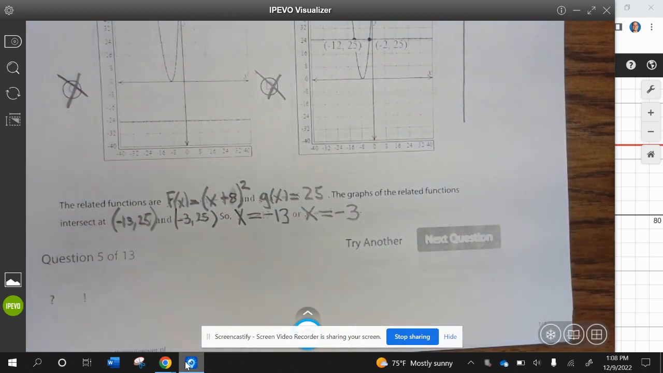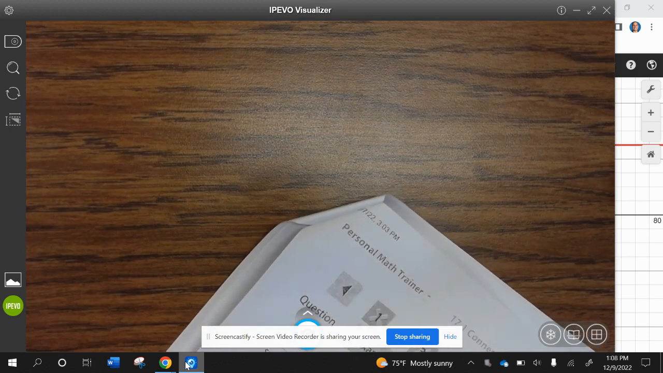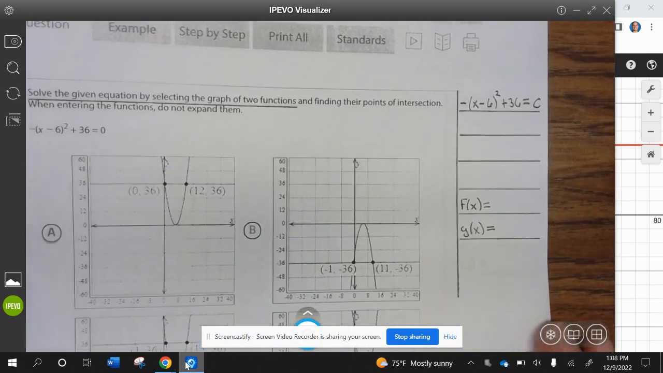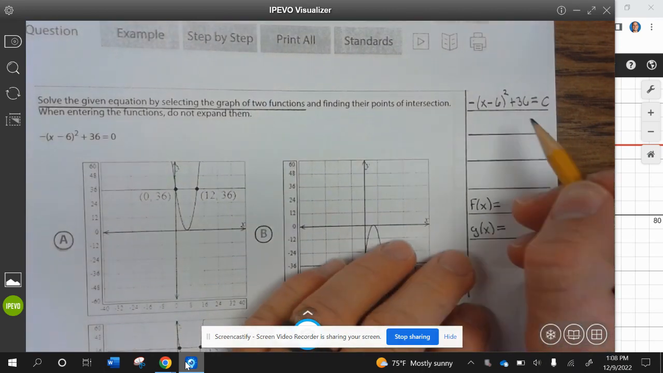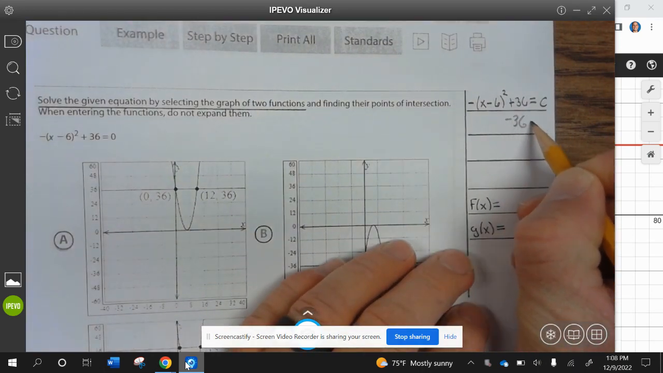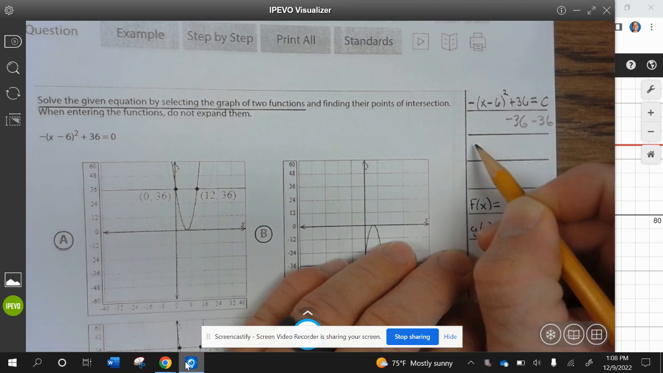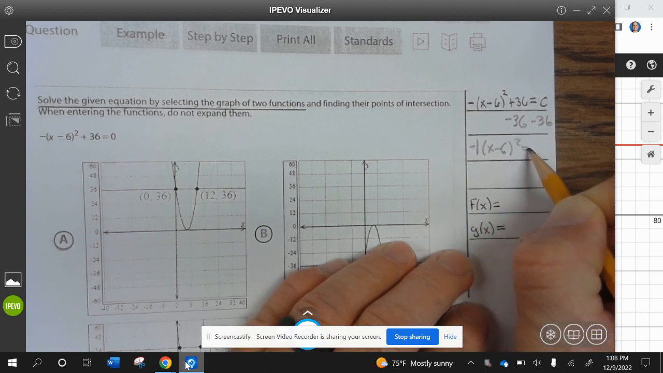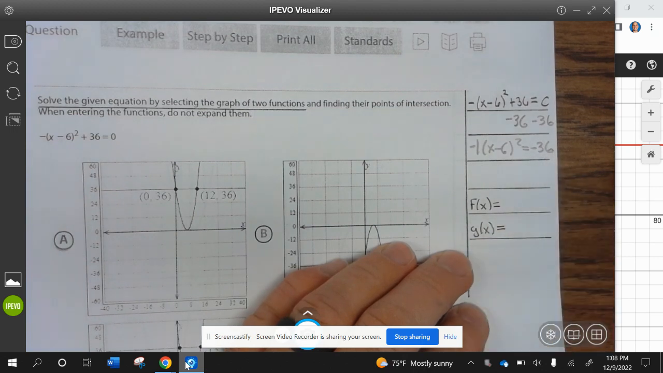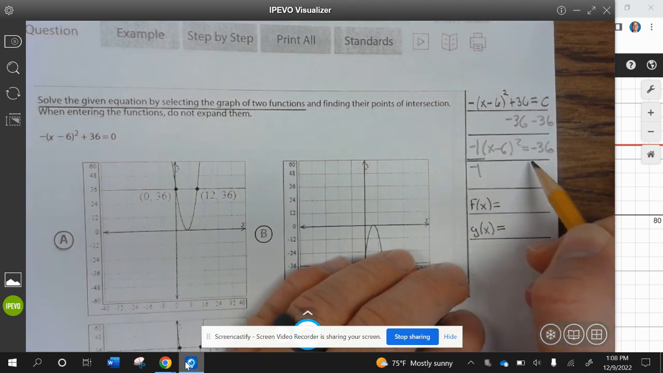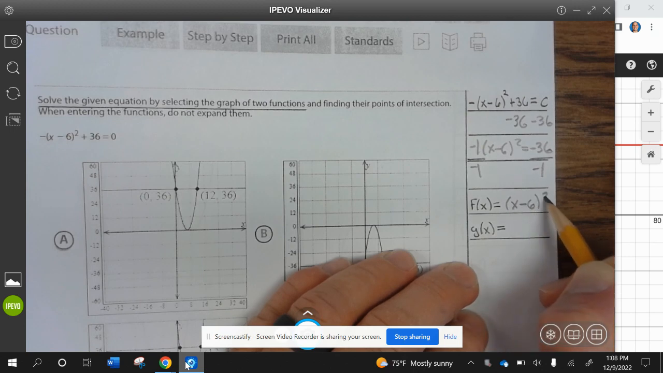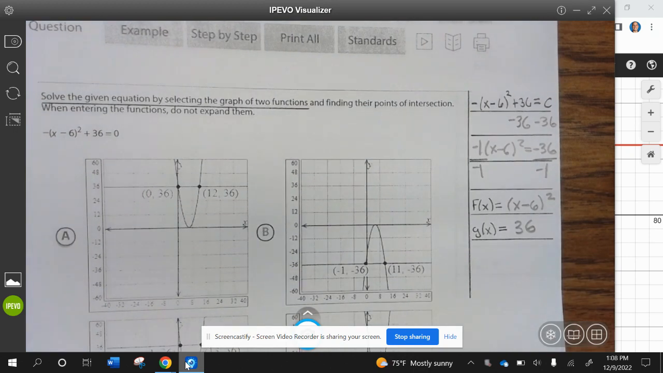All right, go ahead and finish up that example. All right, so again, we're going to set the left side equal to the right side. So we're going to subtract 36 from both sides. So you get negative, and put a 1 here. (x minus 6) squared equals negative 36. We're going to divide both sides by negative 1. So f of x equals (x minus 6) squared, and g of x equals positive 36.